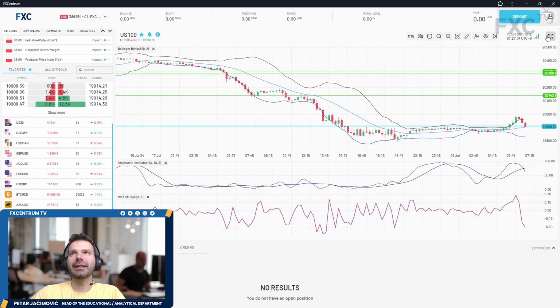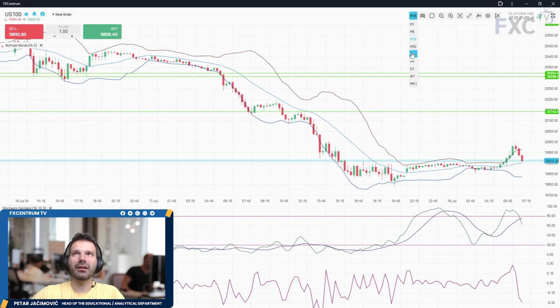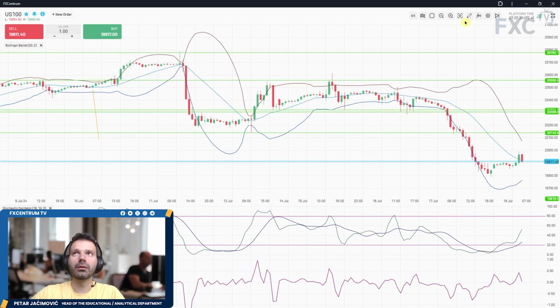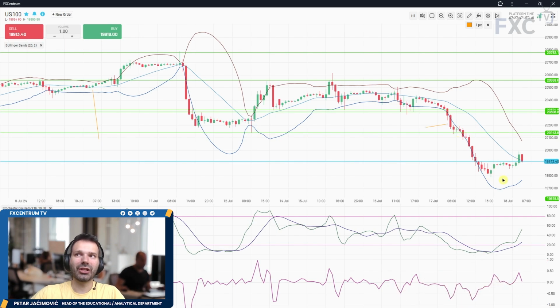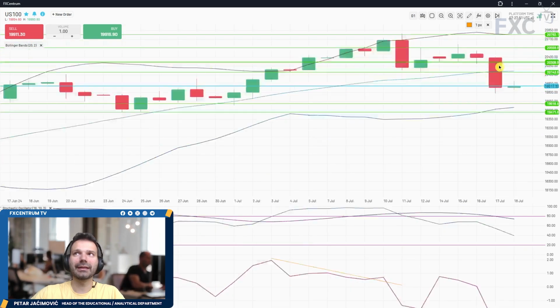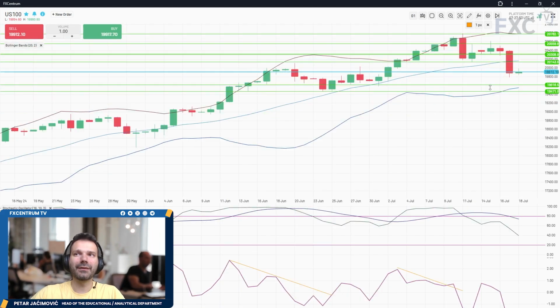US 100 actually had quite a big sell-off. We spoke about this yesterday. The market was around this point when we did an update, and as I said, there was a chance for the market to drop even further. And as we can see here, we had quite a big down day, and you can see the fast and slow line sloping to the downside. So this little rally on the fast line was just corrective.